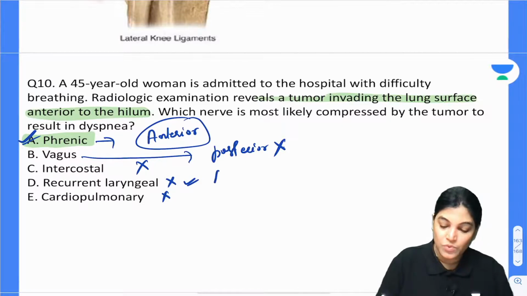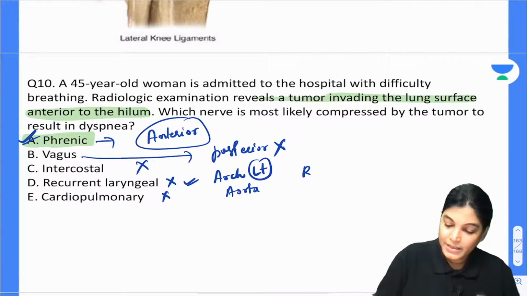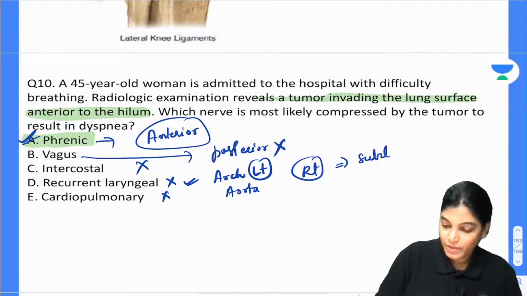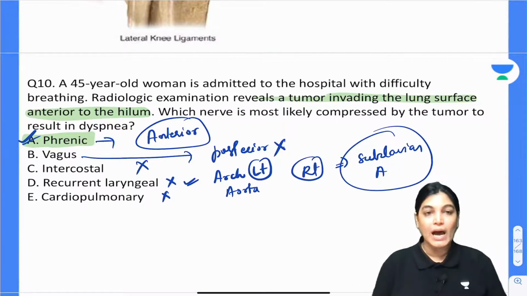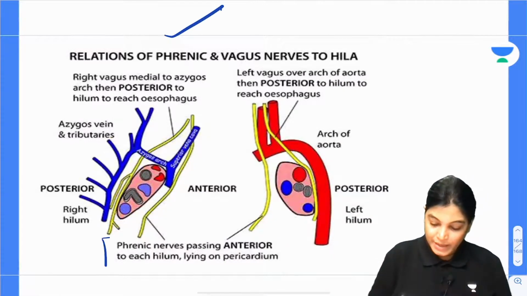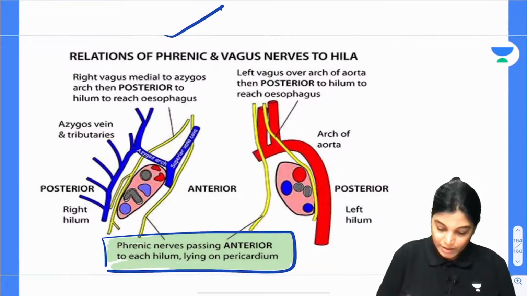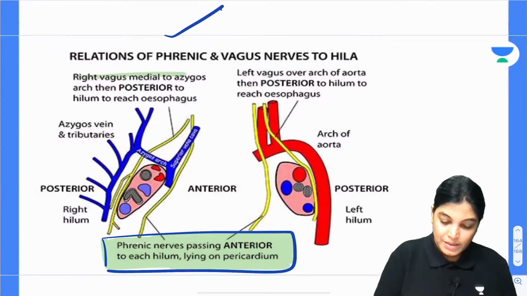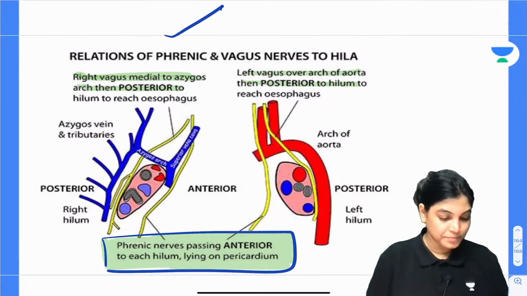On the left hand side it arches around the arch of the aorta, on the right hand side it arches around the subclavian artery. So only one of the nerves in the options is passing anterior to the hilum, that is the phrenic nerve. See here, the relation of phrenic nerve and vagus: you can see the phrenic nerves are passing anterior to the hilum, and the vagus nerves are passing posterior to the hilum area. Got it?